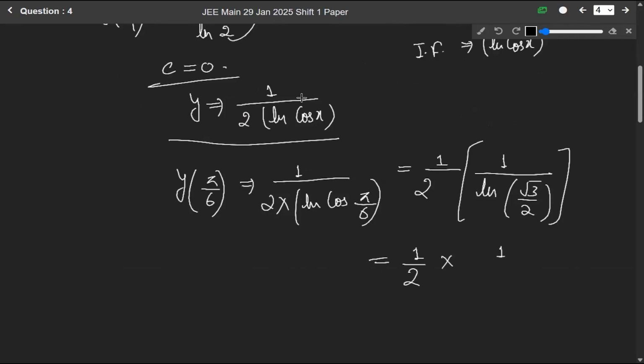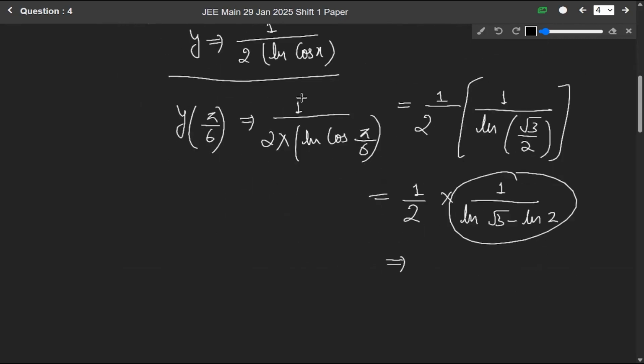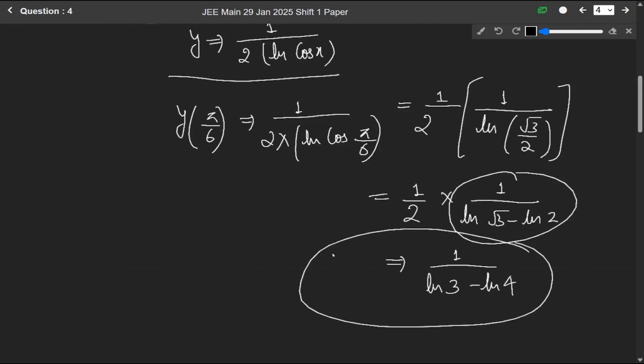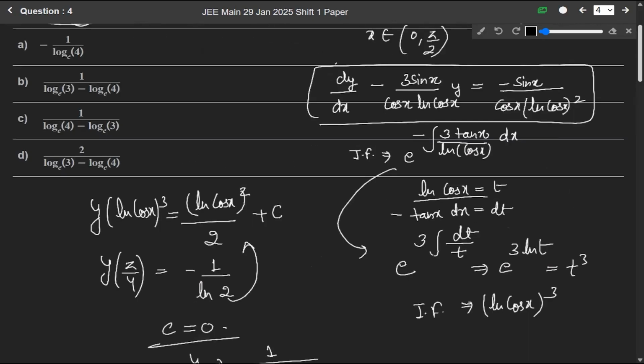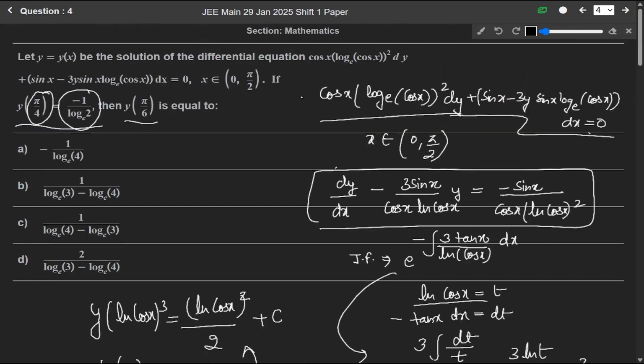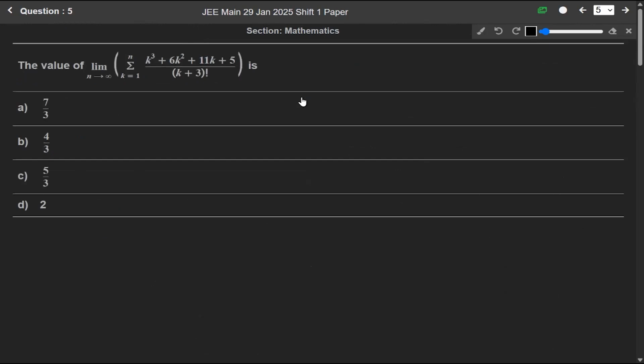So it will be 1 over log root 3 minus log of 2. So we get 1 by 2 into this. So when we solve it, we get 1 over ln 3 minus ln 4. Okay, so our answer is y when x equals pi by 6, it is 1 over log 3 minus log 4, which means our answer is option B.